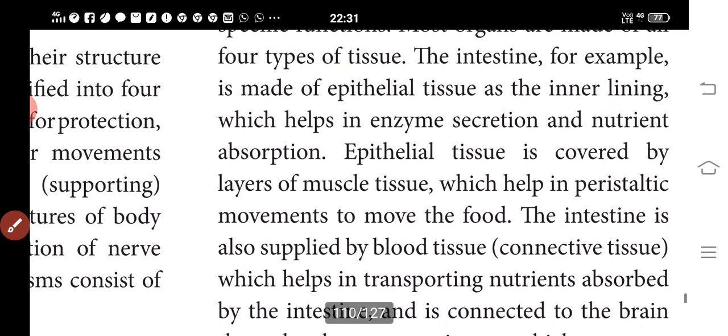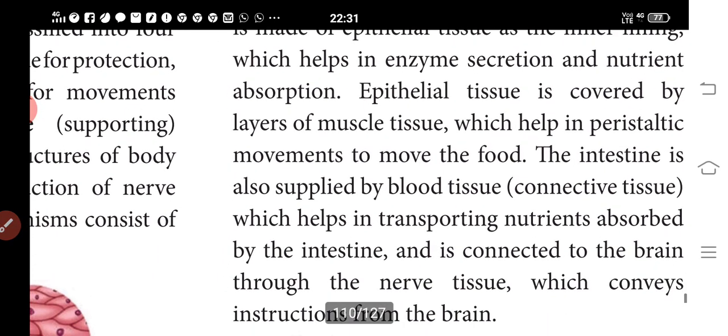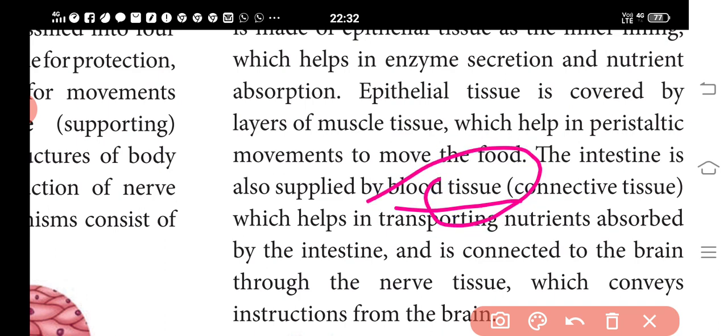So in the digestive system, when all the processes are finished in the intestine, the absorbed nutrients flow through the blood tissue. That is a connective tissue. It helps transport the nutrients to all the other parts of the body. It carries the nutrients absorbed by the intestine. It is connected to the brain through the nervous system, and that nervous system conveys the instructions from the brain.